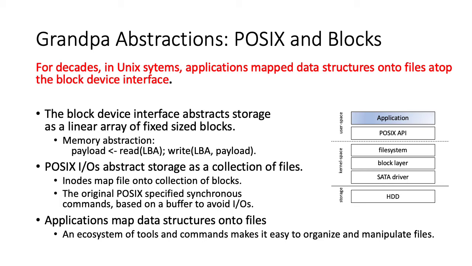On top of that, POSIX I/O abstracts storage as a collection of files. The operating system contains inode data structures that map each file onto a collection of blocks. The original POSIX specification defined synchronous operations, read and write, so a very simple and deep abstraction. Also, by default, buffering was used to avoid I/Os as much as possible. Applications map their data structures and their workload onto files and the memory abstraction. Part of the legacy component, which is very important to remember, is that an ecosystem of tools and commands has been defined to make it easy to organize and manipulate files.